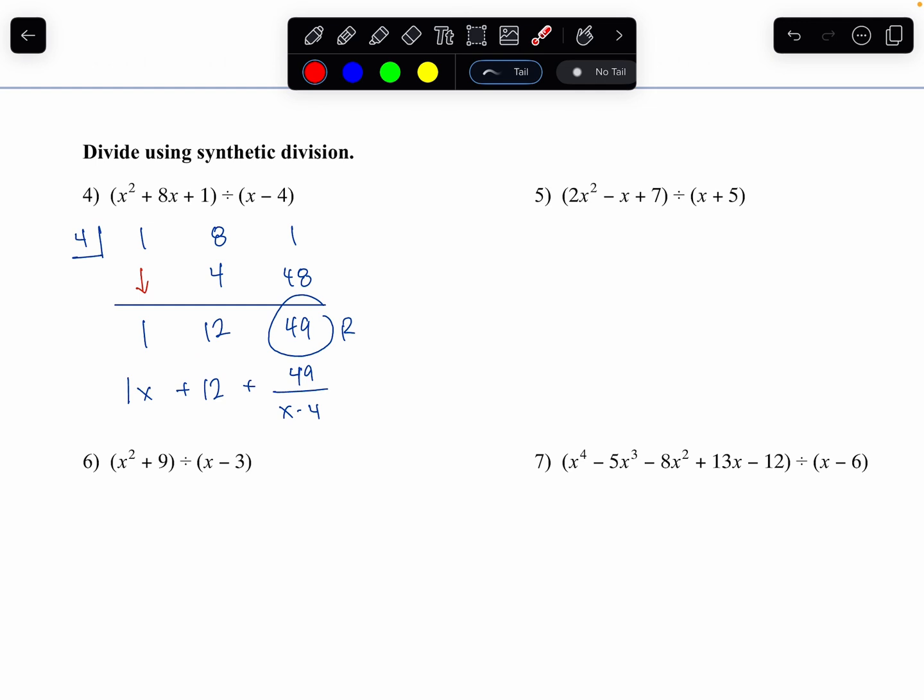Okay, and so here, these are the coefficients of my quotient, and the quotient is going to be 1 degree less than the dividend. So this is 2. This is going to be degree 1, and this is its leading coefficient. So then we're going to have 1x plus 12. We're just going to write it in standard form. So degree 1, then this isn't going to have an x, and this is going to be the remainder.